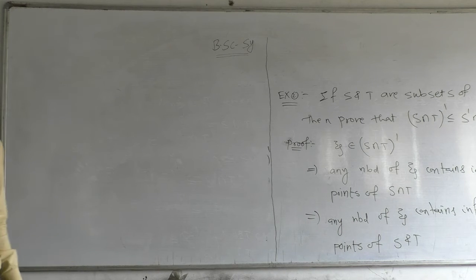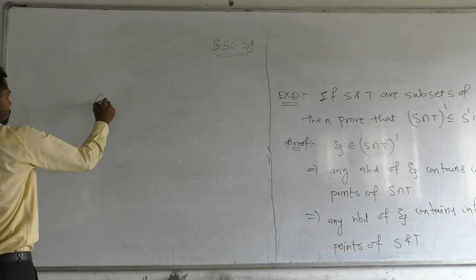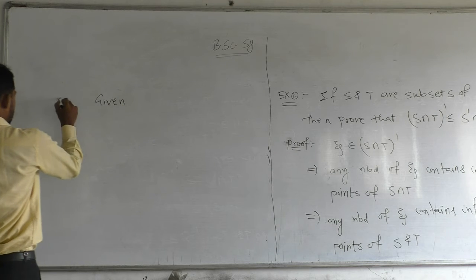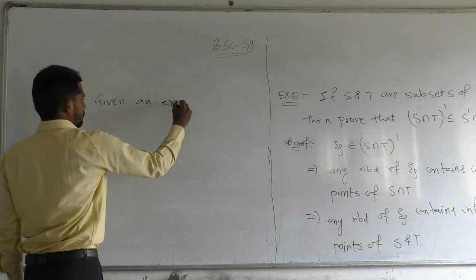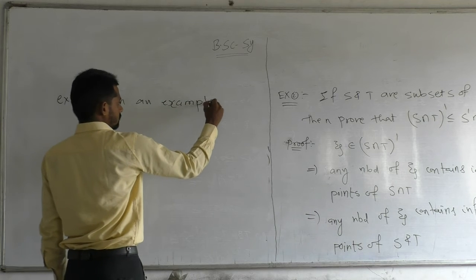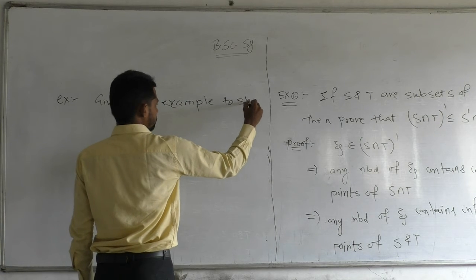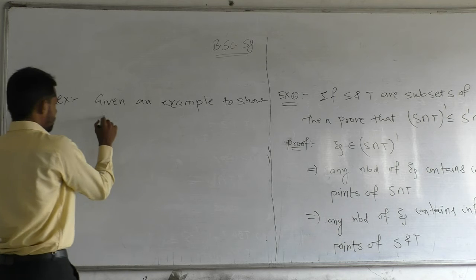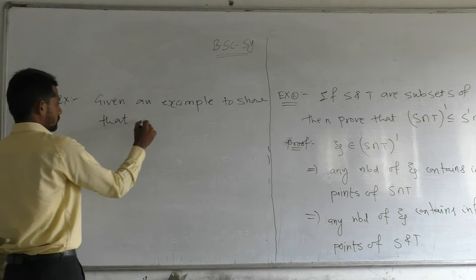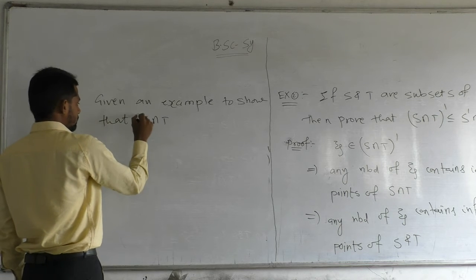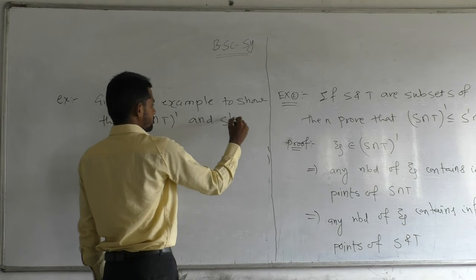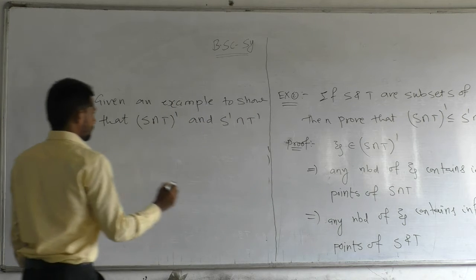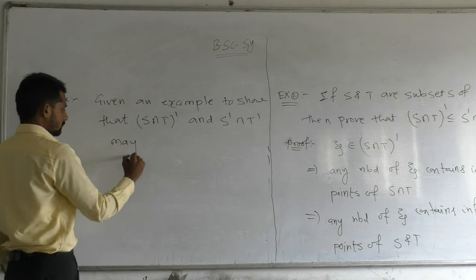Give an example to show that derived set of S intersection T and S dash intersection T dash may not be equal.